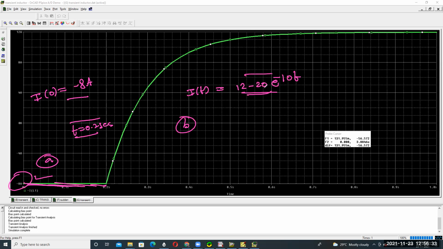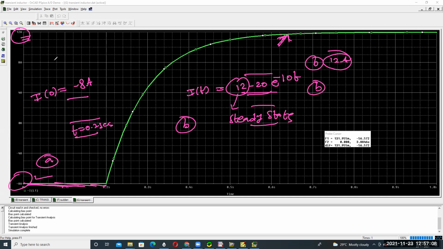So here 12 is the steady state response. That's why finally it reaches 12 amps. Finally it reaches this after switching into position B. So the current across the inductor in the final steady state condition is 12 amps. The maximum inductor current under steady state condition is 12 amps. Understood? This is switch position B after the switching action; before the switching action, it is switch position A.